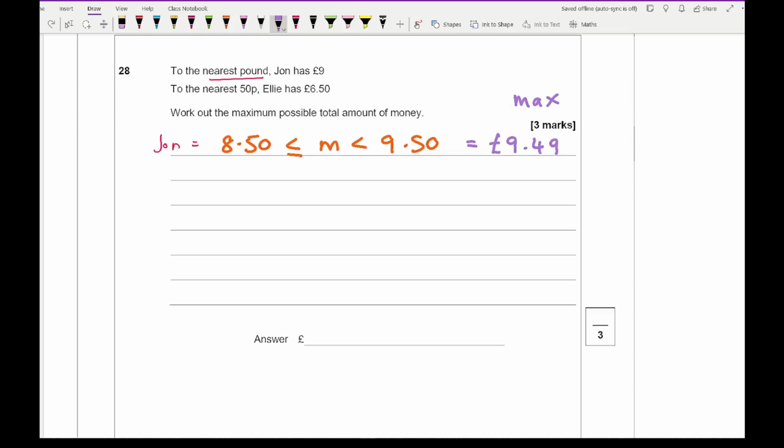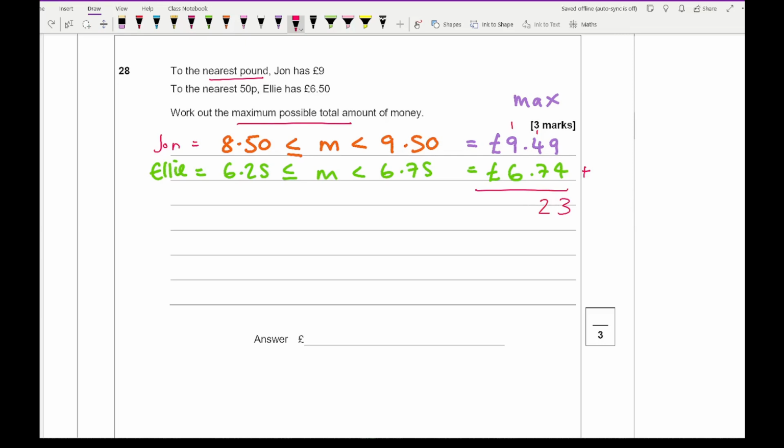Then for Ellie, and let's just get a different color for Ellie. So Ellie, her error bound is going to be to the nearest 50 pence. 50 pence divided by 2 is 25 pence. So if I add and subtract it from £6.50, that's going to give me £6.25 to £6.75, and again it can't equal £6.75, so the maximum number is going to be £6.74. Then all that's left for me to then do, the question saying what's the maximum total, so if I just add those two numbers up, 9 plus 4 is 13, 1 plus 4 is 5, plus 7 is 12, and then 9 plus 1 plus 6 is 16. So the answer then is £16.23. And there we go.